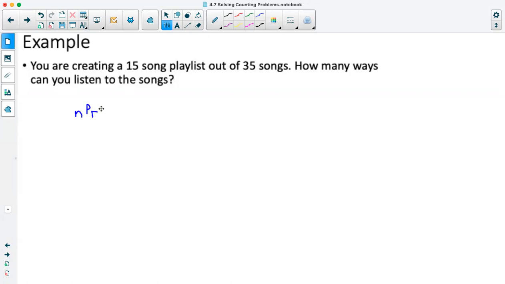So we have nPr, with 35 as our n value, and r is 15. So we have 35 songs, we're choosing 15, and we want to know how many different unique playlists can be created. So we've got 35P15, use the app on our calculator, and we get 4.25 times 10 to the 21 different possibilities.